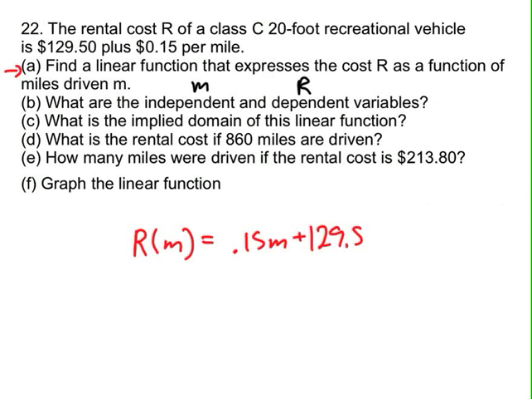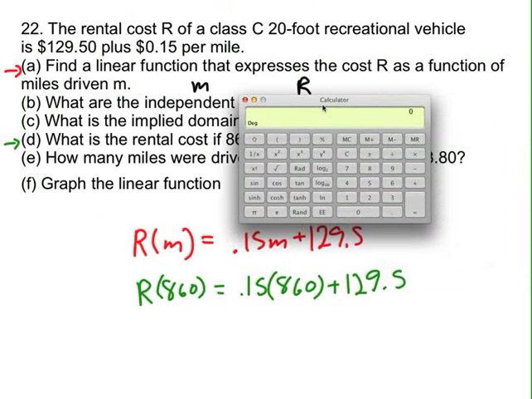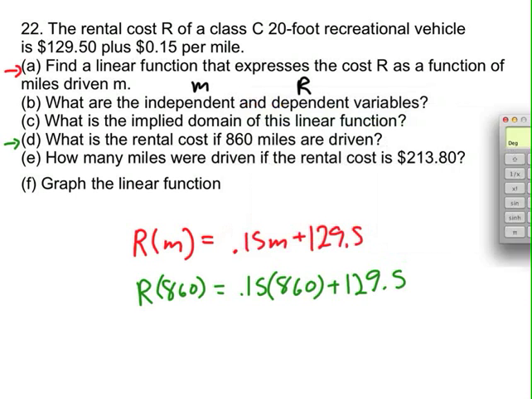All right. This next part, what is the rental cost when 860 miles are driven? So what we're going to be doing is trying to find R of 860, which is going to be 0.15 times 860 plus 129.5. Now if we get out our calculator, we have 0.15 times 860, and then we add that to 129.5, and that gives me 258.5.